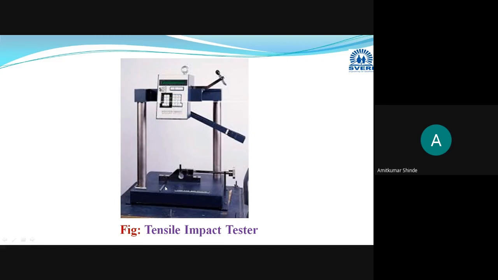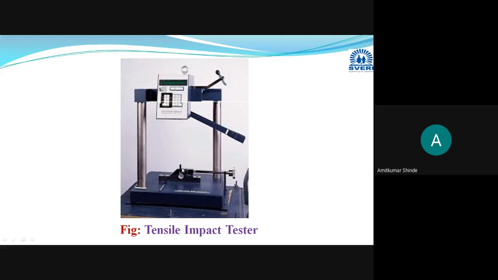It will be horizontally placed, in this direction, from here to here. One end will be fixed in this anvil, and the other end will be free, in such a way that it forms a cantilever beam.